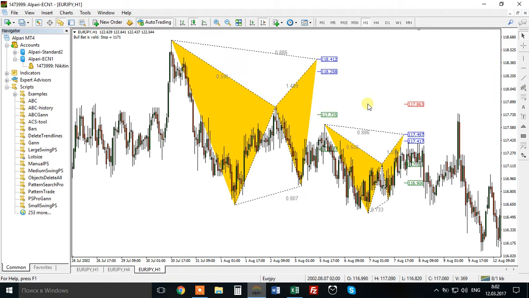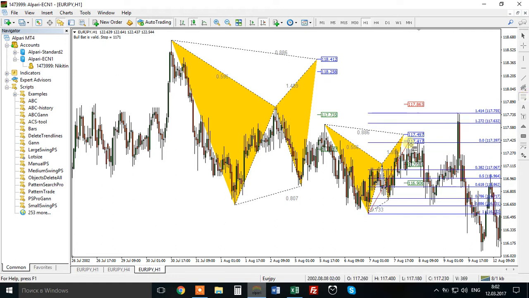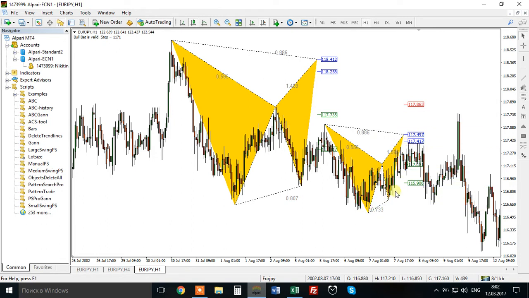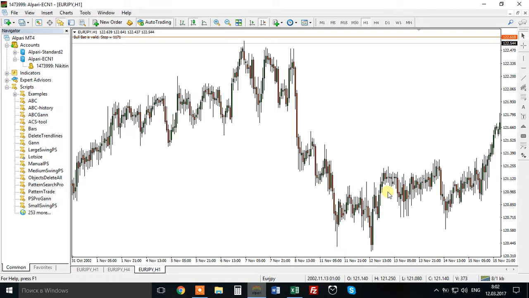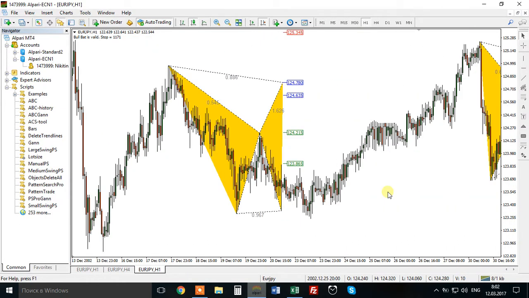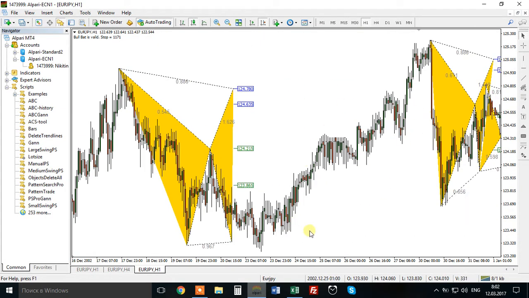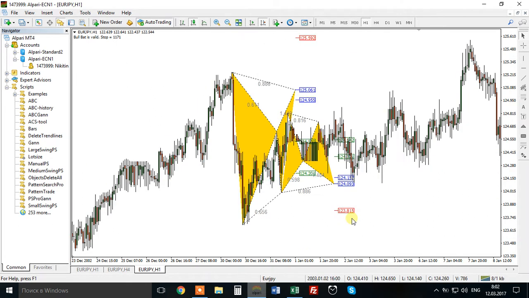Invalidated. Well, what do we have here? Do we have 90% triggered? No. So this is invalidated because the C point invalidated then. No trades. Very strict rules. Okay, the C point invalidated.